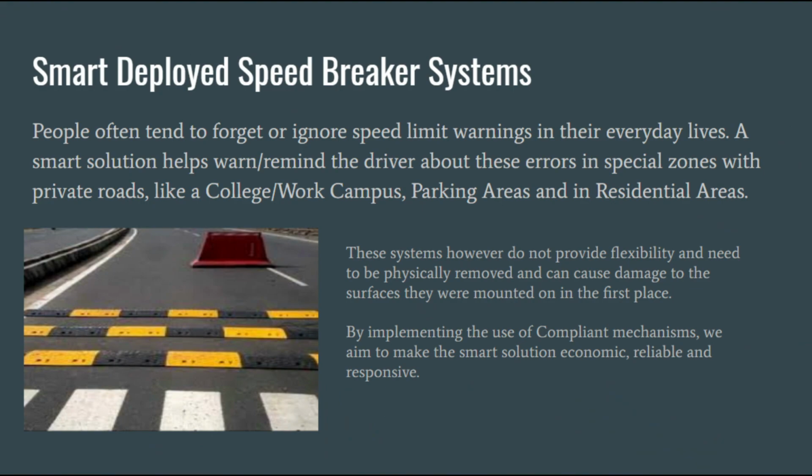This project is based upon the implementation of Smart Deployed Speed Braking System conducted under the guidance of Professor Kiran MD. Speed braking equipments currently in use are a reliable source in large multi-lane roads, but fail to produce their maximum in smaller roads. They do not provide any flexibility and need to be removed physically when required to do so, causing damage to the surface it was fixed upon. In this project, we aim to make a smarter solution which is economic, reliable, and responsive by using compliant mechanisms.